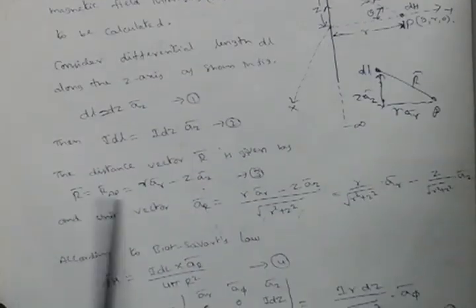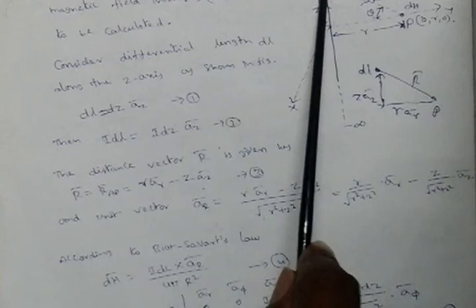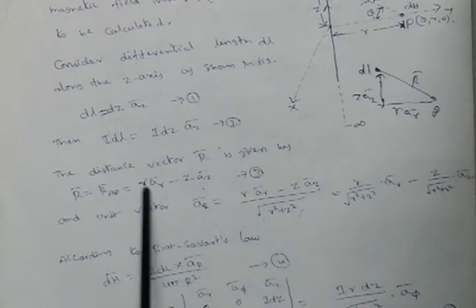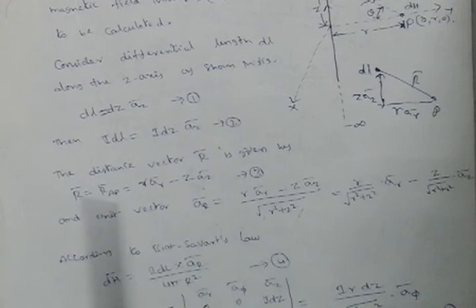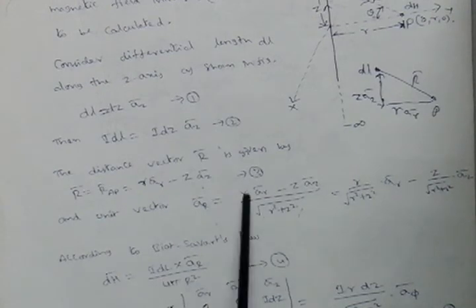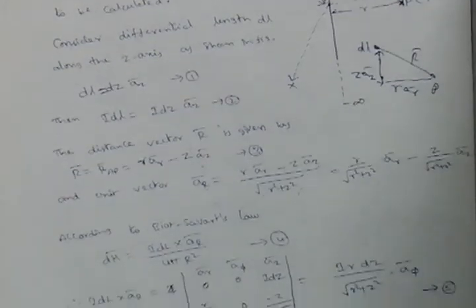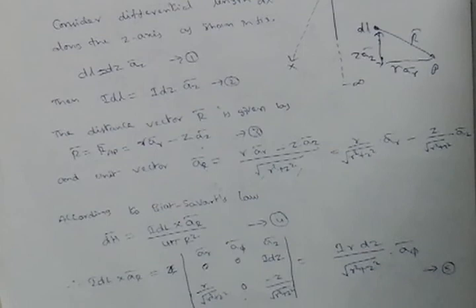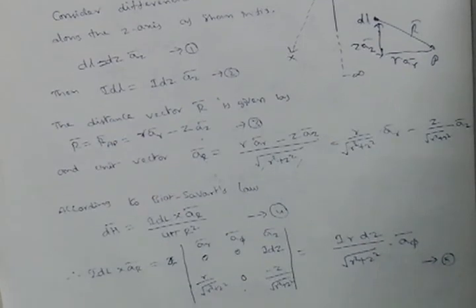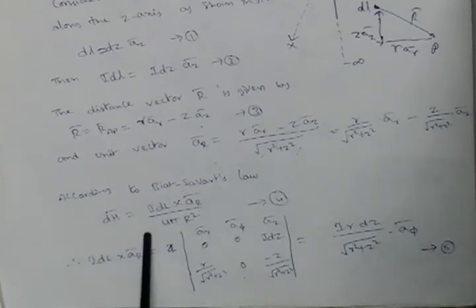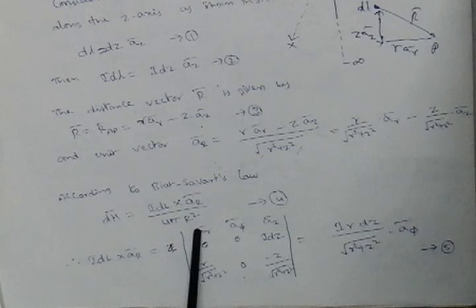If you substitute dl equal to dz a_z bar, you will get this mathematical equation. Next, r bar, from this point to this point, is r a_r bar minus z a_z bar. The unit vector a_r bar is equal to the vector divided by the magnitude of the vector. Now we are solving using the Biot-Savart law, so according to the Biot-Savart law, dH bar is equal to I dl cross a_r bar by 4 pi r square.